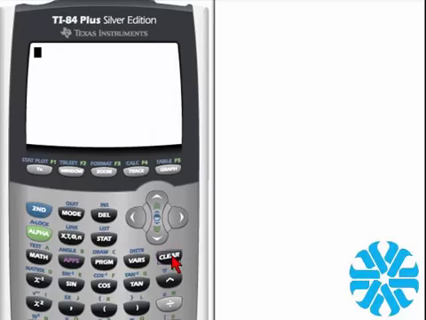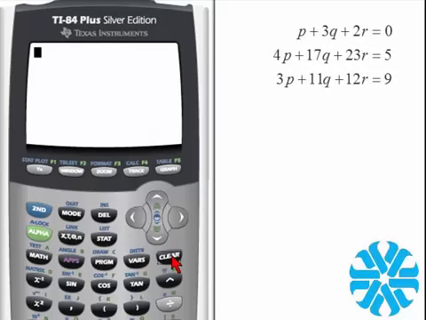Now, for example 2, this system of equations will have no solution. We would like to use a matrix in row-reduced echelon form to solve the following system of equations. P plus 3Q plus 2R is equal to 0. 4P plus 17Q plus 23R is equal to 5. 3P plus 11Q plus 12R is equal to 9.